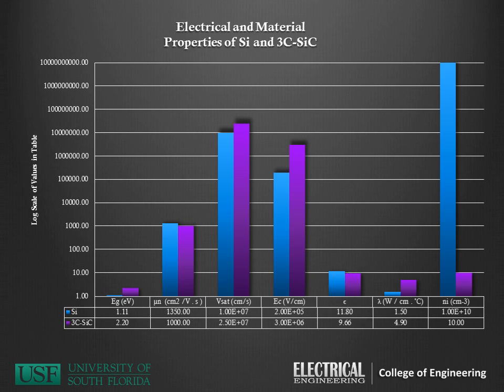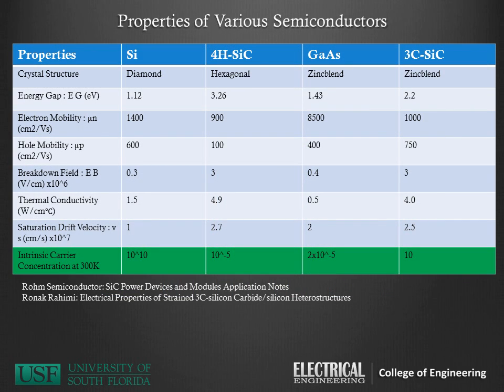This chart depicts electrical and material properties of silicon versus 3C SiC. I'd like to highlight the increased band gap in 3C SiC, the increased thermal conductivity, and the decrease in the intrinsic carrier concentration. This table shows various other compounds used to make semiconductors. Please take a moment to compare.